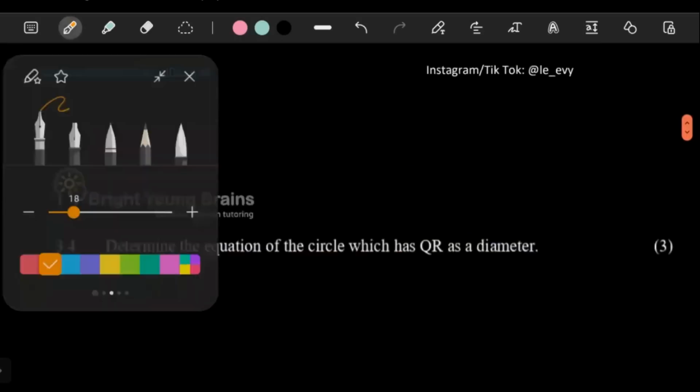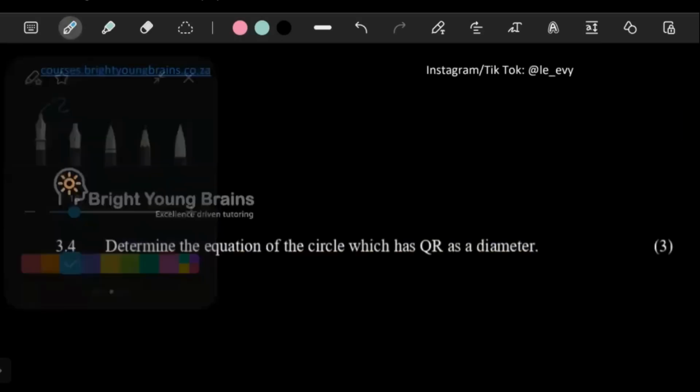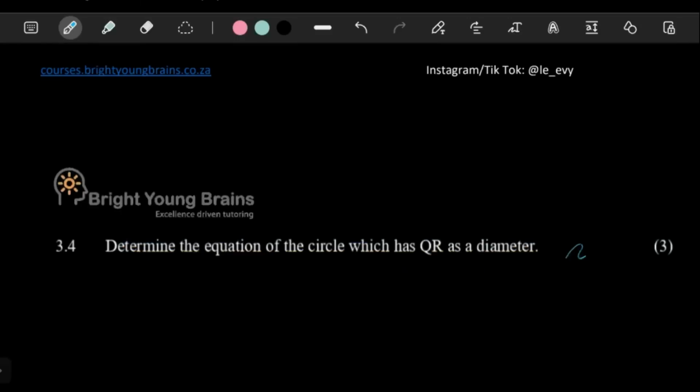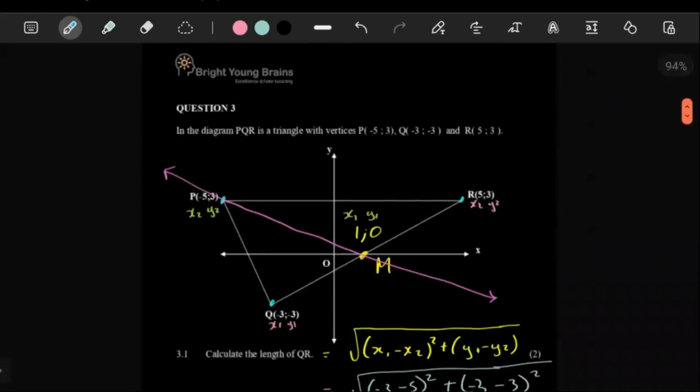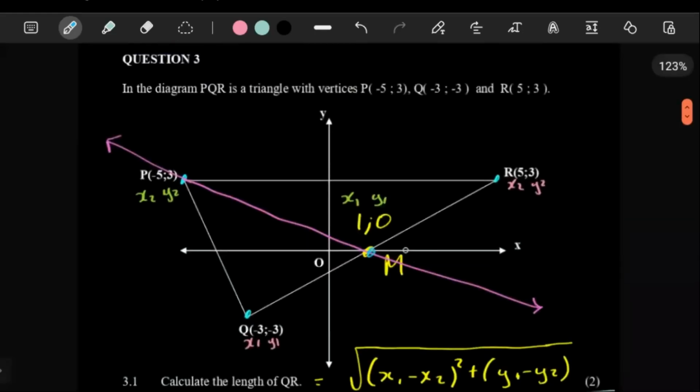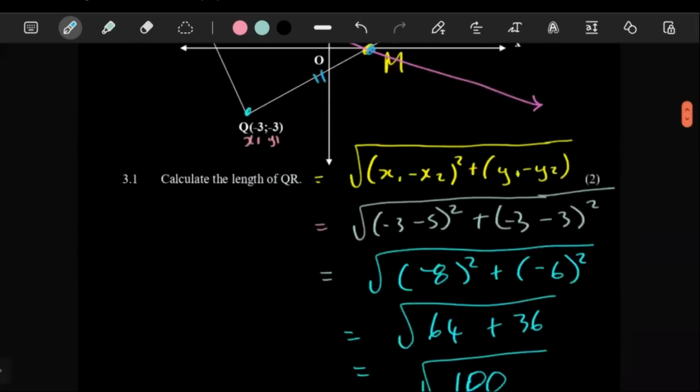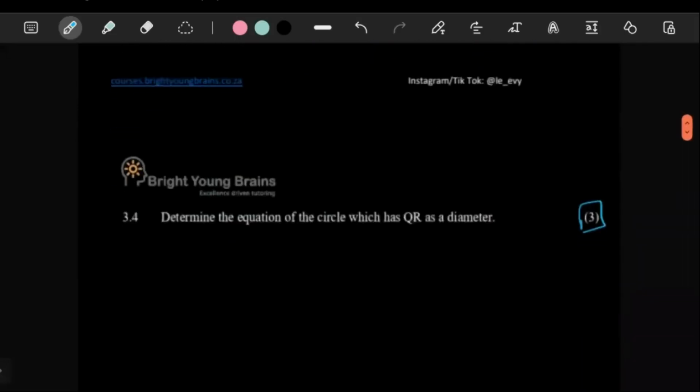So let's keep moving. The next one says determine the equation of the circle which has diameter QR. If the circle has the diameter QR, this is the center. So 1 and 0 is the center. That's your A and your B value. Because if this is the diameter, we know that this is equal to this, so that's the radius. You can just work out the distance between M and R, or you can just get QR and cut it in half, which we have here.